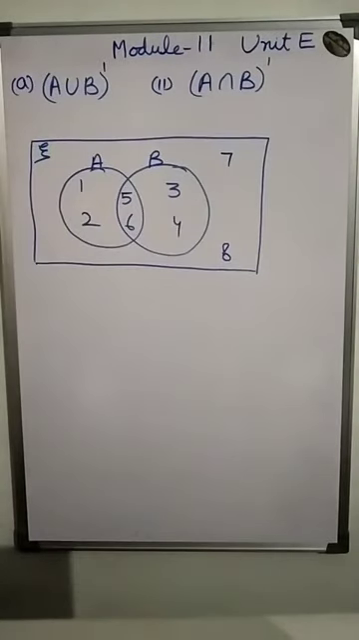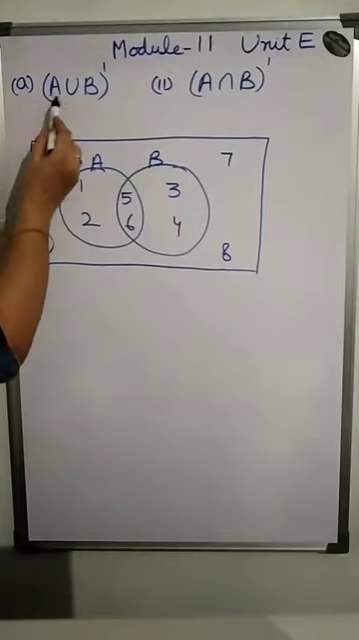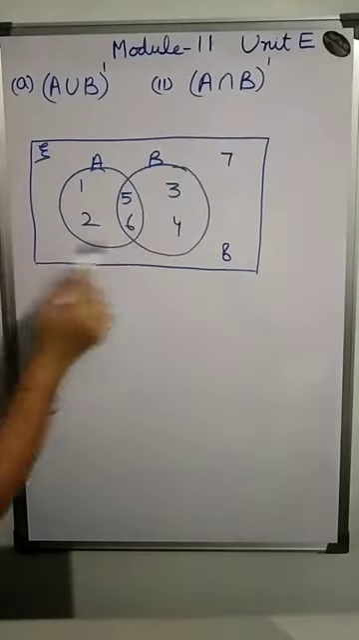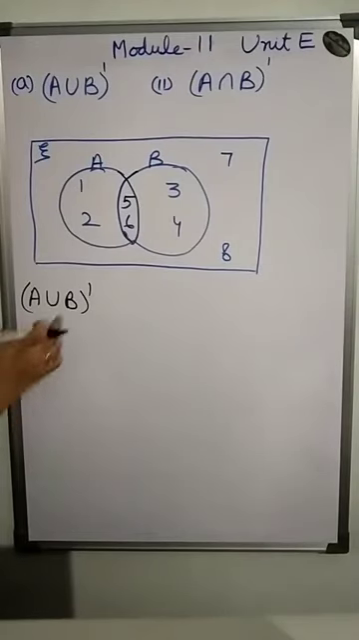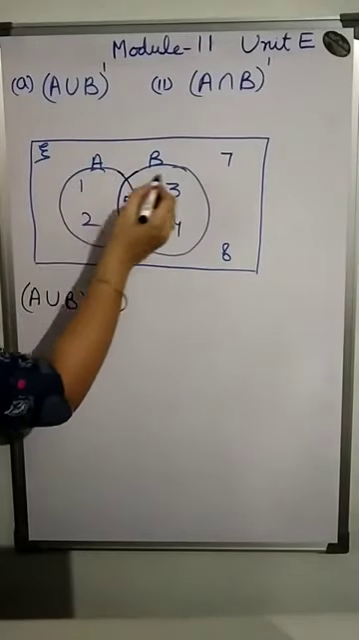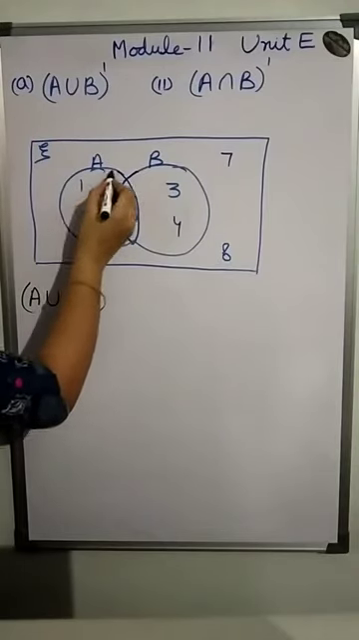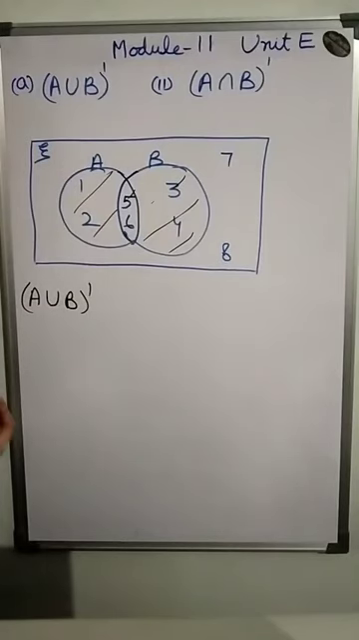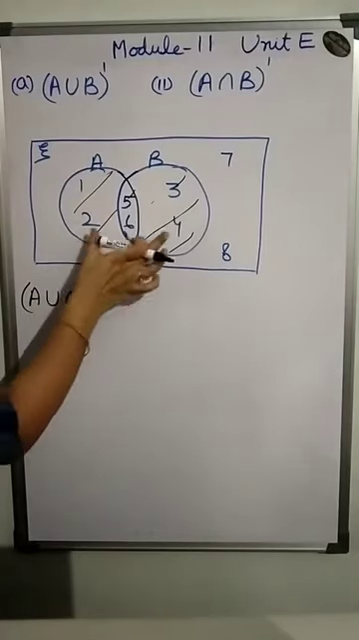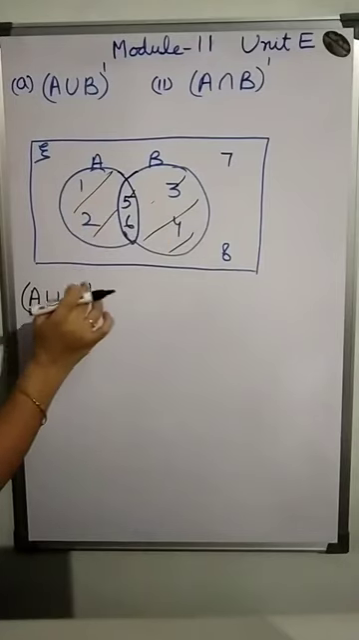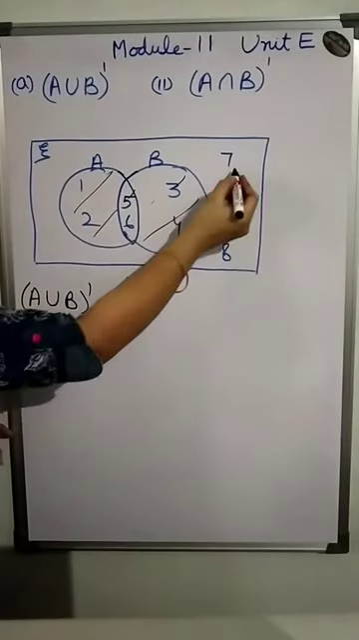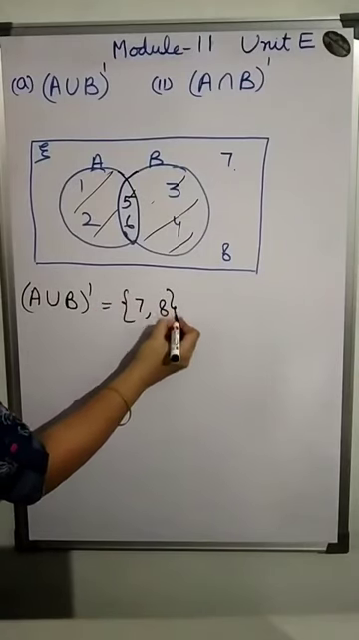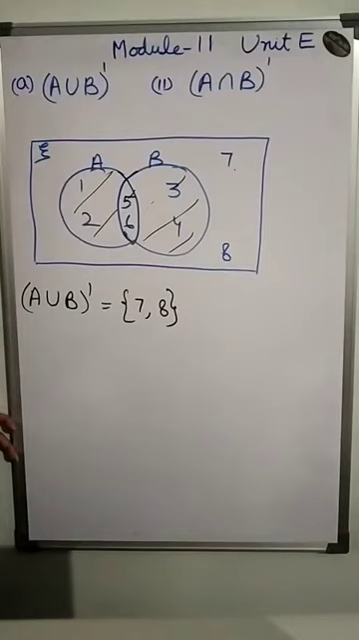Now come to module number 11. Here you have to calculate A union B complement from this Venn diagram and A intersection B complement from this Venn diagram. A union B means all the elements that are inside A and B, this whole part is called A union B. And A union B complement is the elements other than the A union B. So 7 and 8 are the only numbers which are other than the A union B. So this one is called A union B complement.